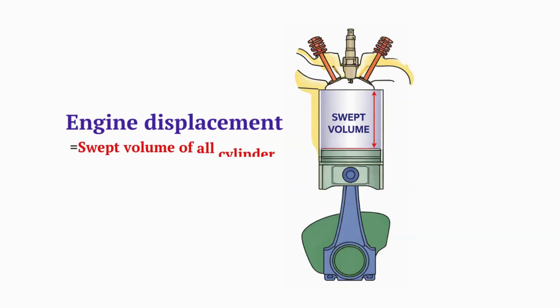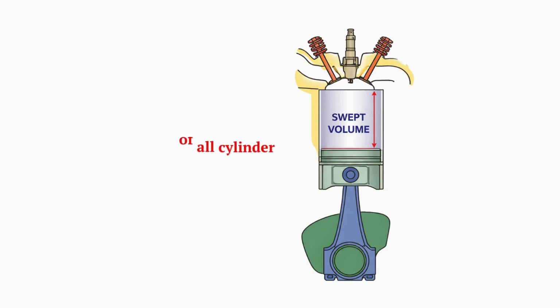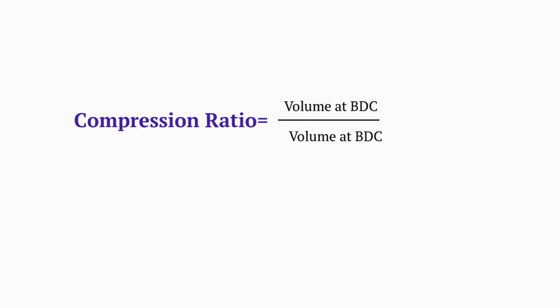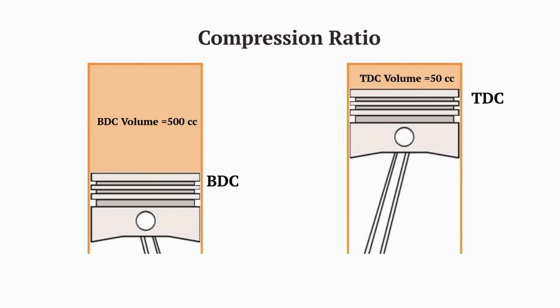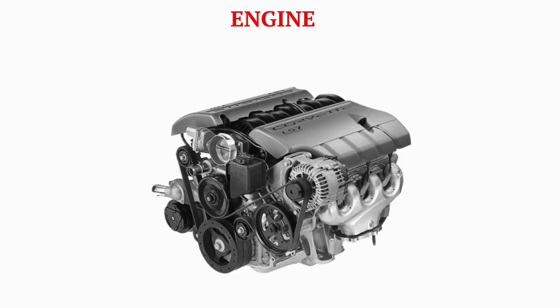Engine displacement refers to the total volume swept by all pistons inside the engine's cylinders. It is commonly measured in cubic centimeters or liters. Another important term is the compression ratio. The compression ratio is the ratio between the cylinder's volume when the piston is at bottom dead center and its volume when the piston is at top dead center. A higher compression ratio generally improves engine efficiency and performance.